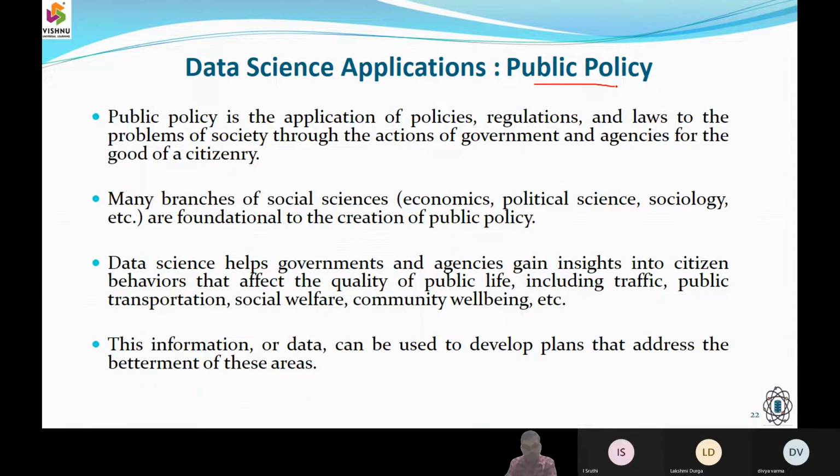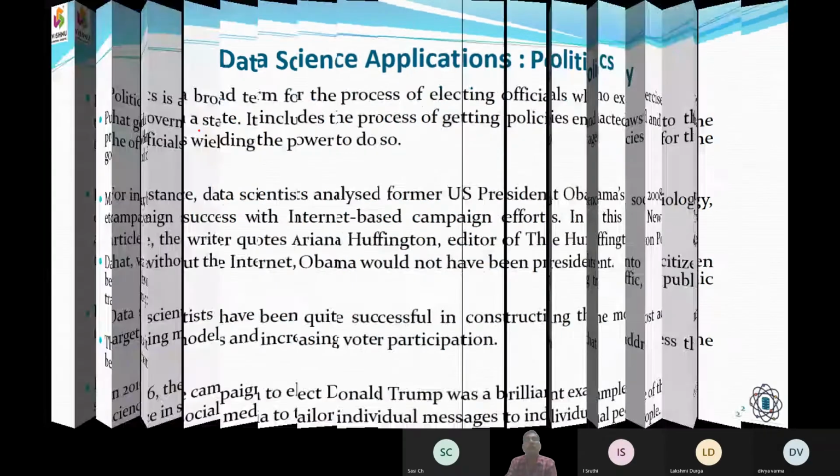The main intention is that the citizen's quality of life has to be improved, at any of his stages, including traffic, public transportation, welfare schemes, community well-being, etc. All that will be analyzed, and thereby whether they can be improved or not. So that lifestyle environment is going to be taken up as a case study for data science, and that is what we are going to call public policy.